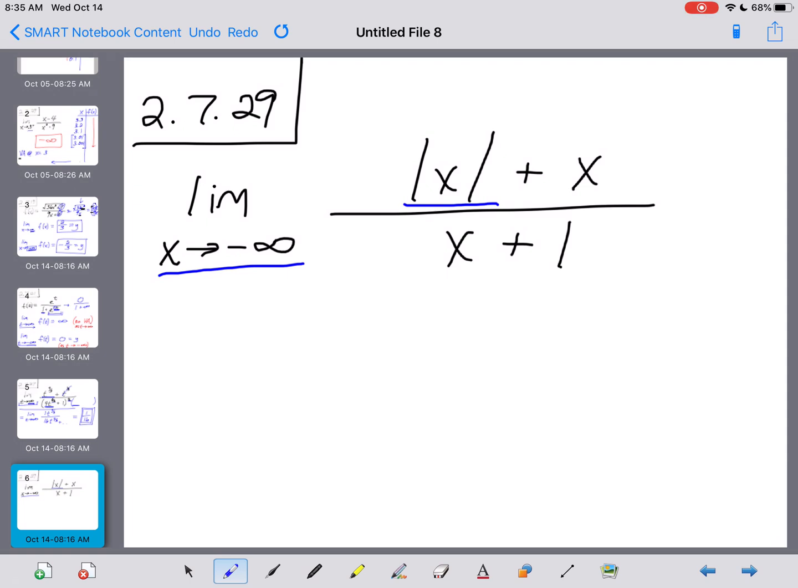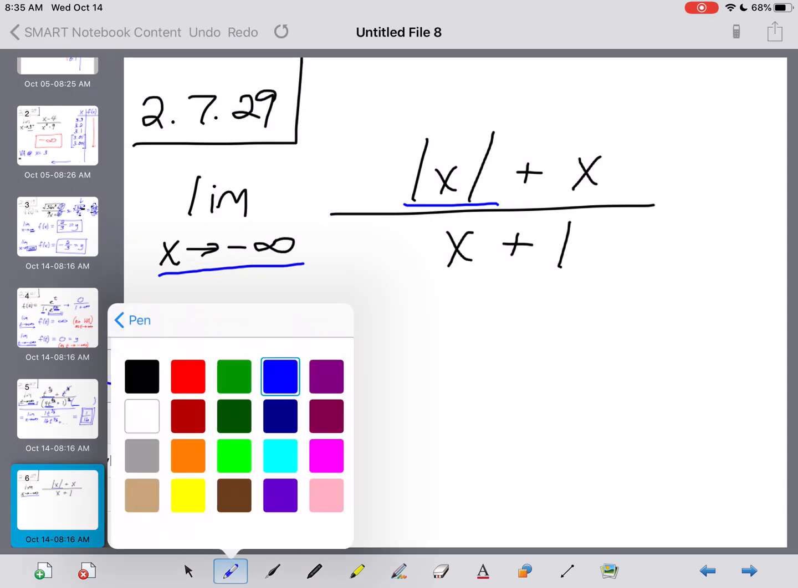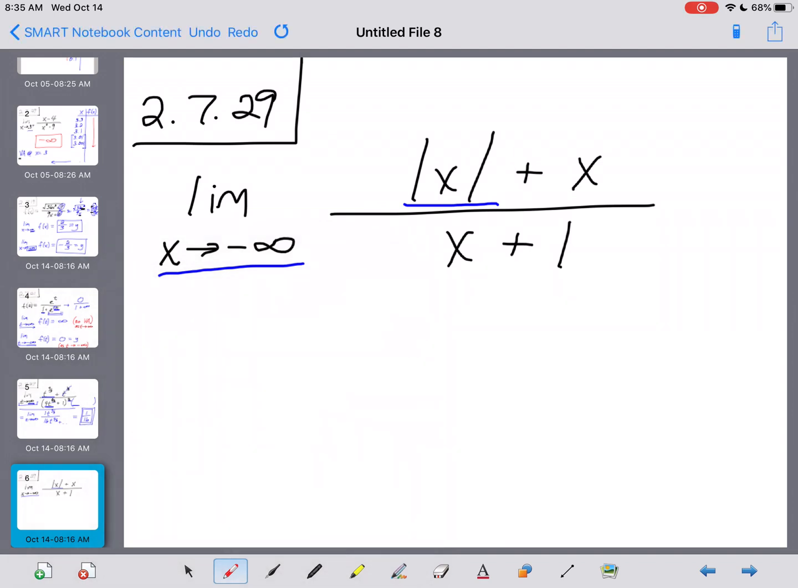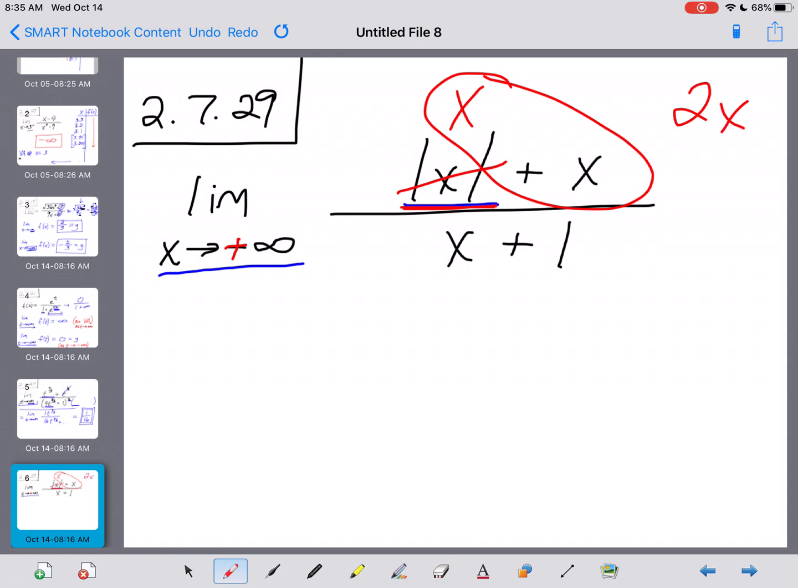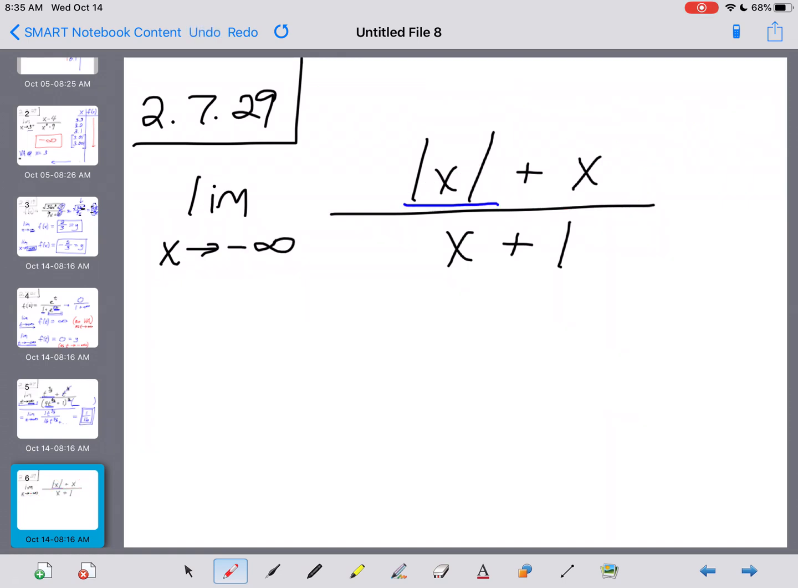If this was a limit as x approaches positive infinity, if x was a positive value, absolute value has no impact on a positive number at all, so we could just replace that whole thing with an x and make this numerator then just become 2x. But that is not what's happening in this problem. We are instead considering what's happening as x is approaching negative infinity.